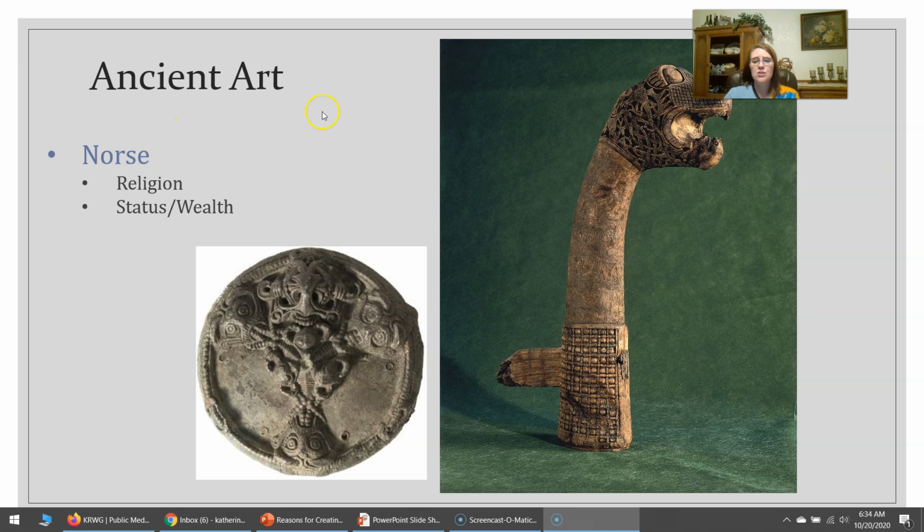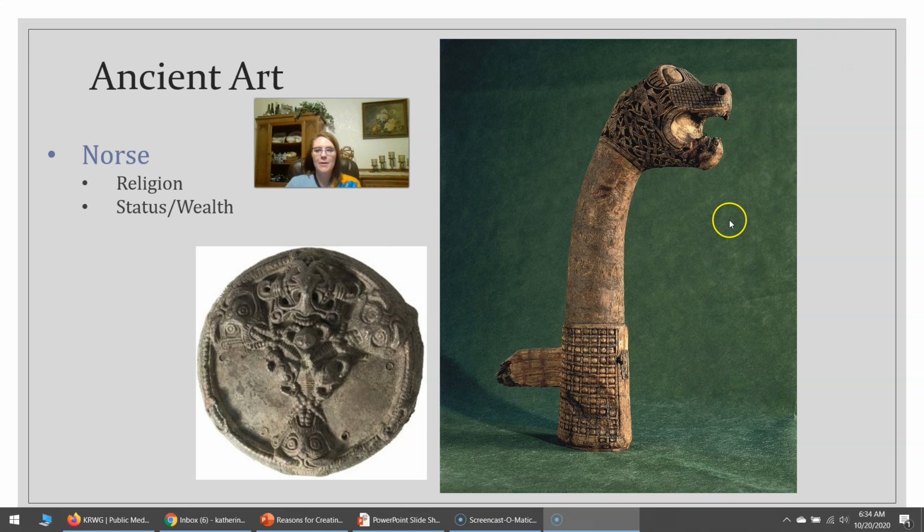So then we get to ancient art, and ancient art means that we have some idea of what these people were making these things for because we have written accounts of what they were doing. So this is Vikings, and not all Norse people are Vikings, but Vikings are Norse people. And this is what's called the figurehead on a boat. So you can see they've taken a lot of time to carve it.